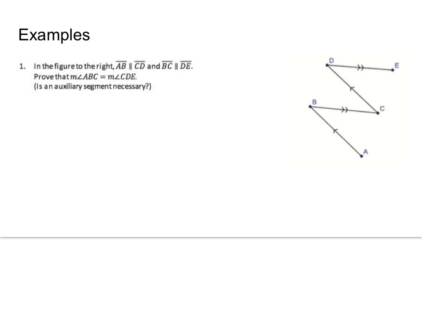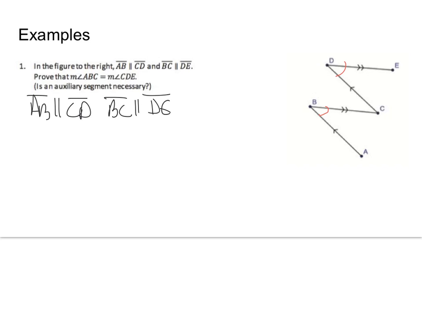Okay, some more examples. In the figure to the right, segment AB is parallel to segment CD, and segment BC is parallel to segment DE. Prove that the measure of angle ABC, right there, is equal to the measure of angle CDE. Okay, I'm going to talk through it again because with proofs, a lot of examples just help you sort of figure it out. Okay, so let's write down what's given. AB parallel to CD and BC parallel to DE.